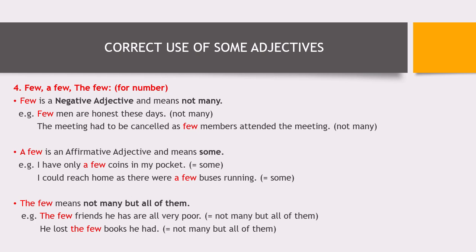For number. Few is a negative adjective, and means not many. For example, few men are honest these days. Not many. The meeting had to be cancelled, as few members attended the meeting. Not many. A few is an affirmative adjective, and means some. For example, I have only a few coins in my pocket. Some. I could reach home as there were a few buses running.